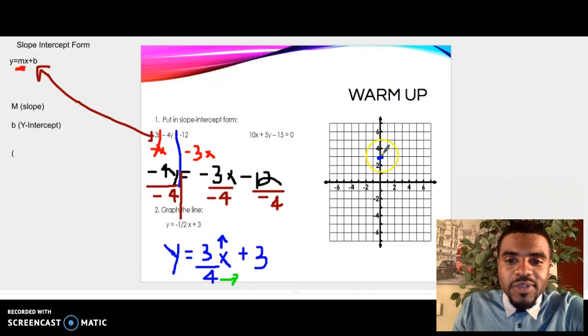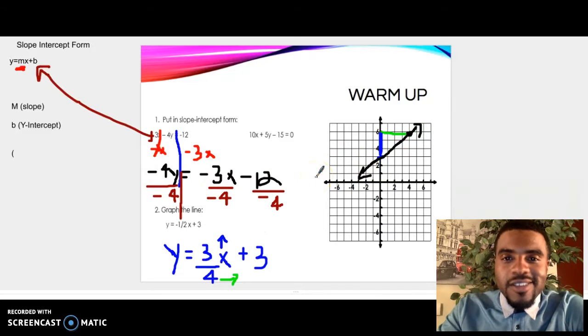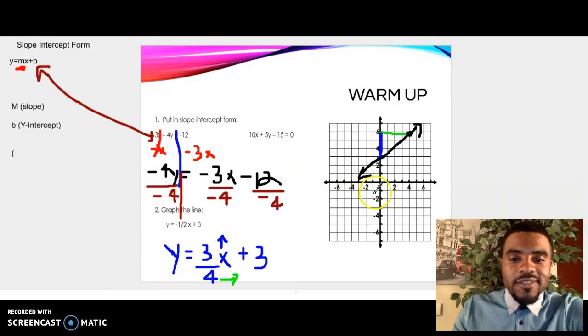So if you rise 3 from here, 1, 2, 3, and then you run 1, 2, 3, 4. I'm graphing it anyways for you. It should come right here. So our next point would be here. And once you have 2 points, you can connect the line and go from there. All right, so that will be the line for that, although it's not needed in this case.